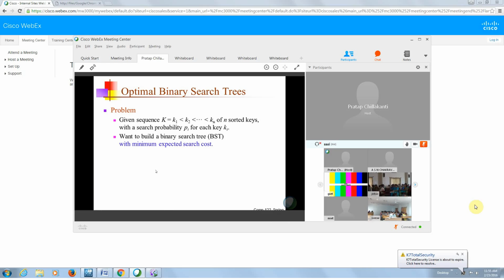The theory is for optimal binary search trees: given a sequence of sorted keys, and each of these keys has a probability pi. That is the key table, remember? You want to build a binary search tree with minimum expected search cost. That is the problem statement. And the cost is equivalent to the number of items examined. We know that.